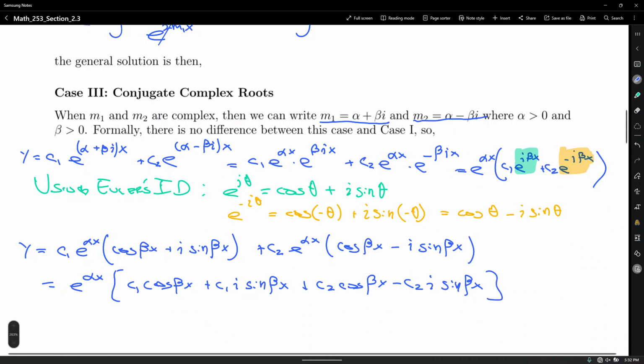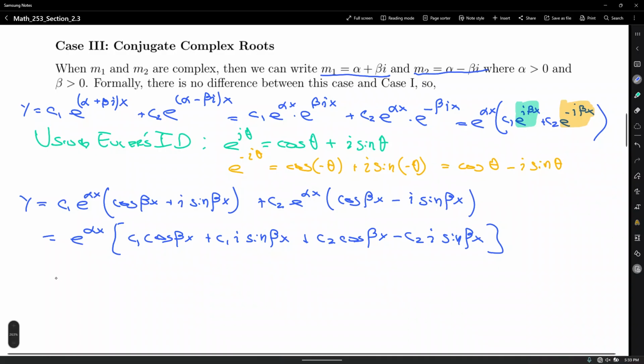All right, let's see how we can simplify all this. I'm going to factor the cosines first. So y equals e to the alpha x times, for the cosines, do you agree this is C1 plus C2 times cosine beta x, plus C1 i minus C2 i times sine beta x.